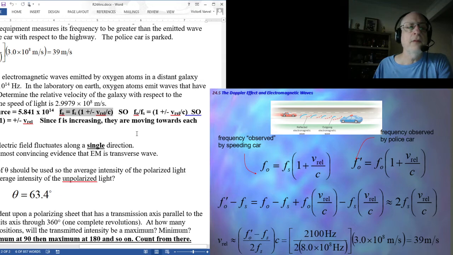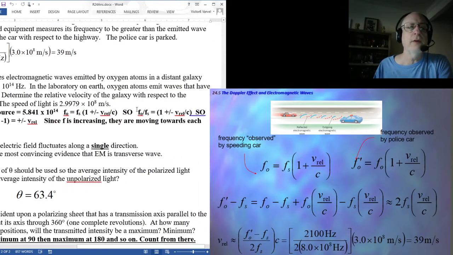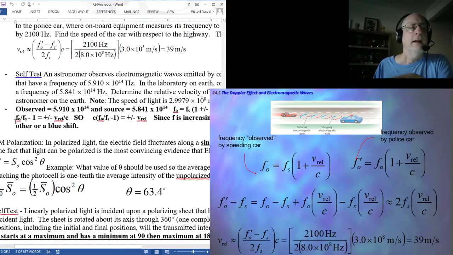First thing I do is I divide both sides by the frequency of the source. I can then subtract 1 from both sides. I can then multiply both sides by the speed of light. And I now see an equation very similar to what I was seeing up here, where I have a ratio of frequencies times the speed of light equal to my relative velocity. So here I have the speed of light times the frequency observed divided by the frequency of the source, that quantity minus 1, equals the relative velocity.